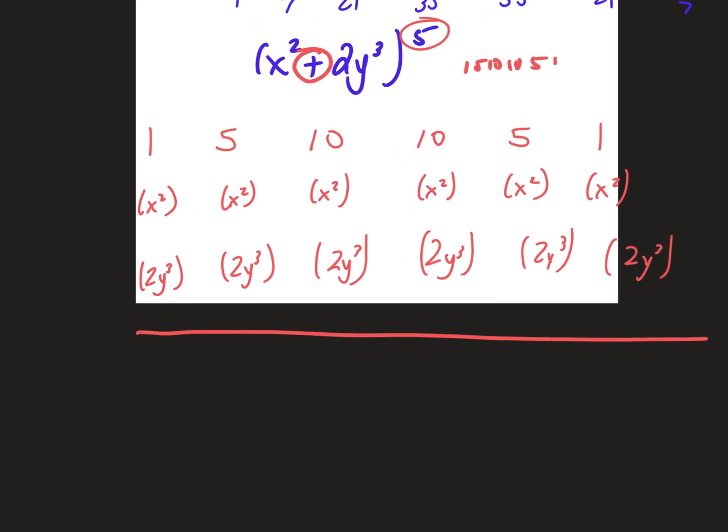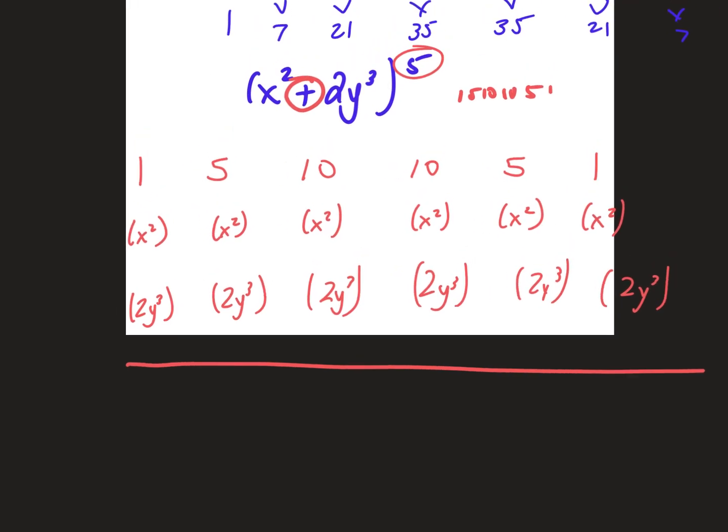So now we write our exponents, correct? Our first term starts with the biggest exponent. So it goes 5, 4, 3, 2, 1, 0. What's anything to the 0 power? 1. Your next row starts in the opposite direction, or you can start down here with 5, however you want to do it.